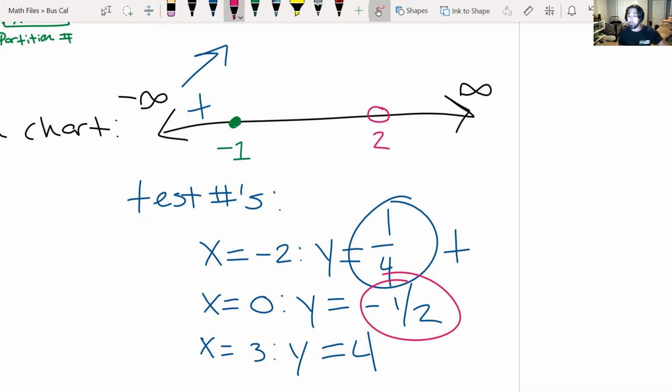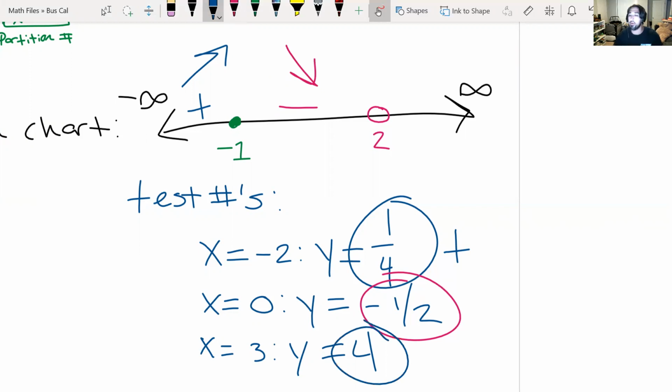Now, look at the second value when we plugged in my test number. When we plugged in 0, the y value came out negative. This means that for any number in between -1 and 2, the y values will be negative and below the x-axis. All right. And then one more look.